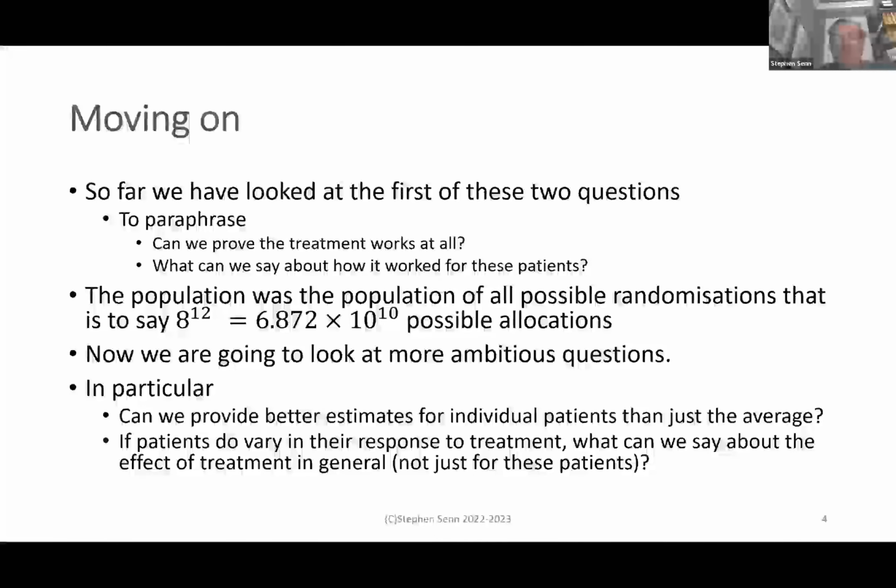So now we're going to look at more ambitious questions. In particular, can we provide better estimates for individual patients than just the average? What could we tell someone who'd actually gone to the bother of enrolling in one of our N-of-1 trials? Could we tell them what was best for them, not just what was best on average? And if patients do vary in their response to treatment, what can we say about the effect of treatment in general? So not just for the patient studied, but maybe for patients more generally.